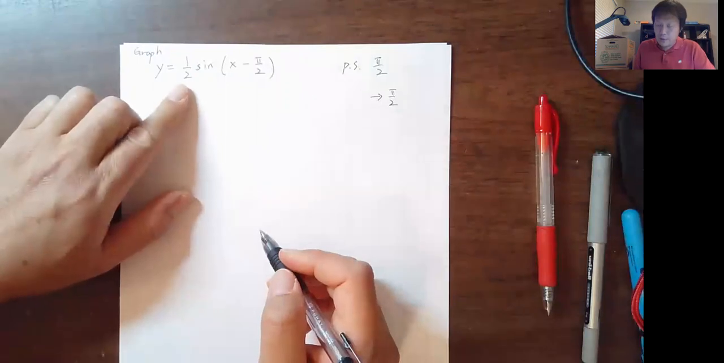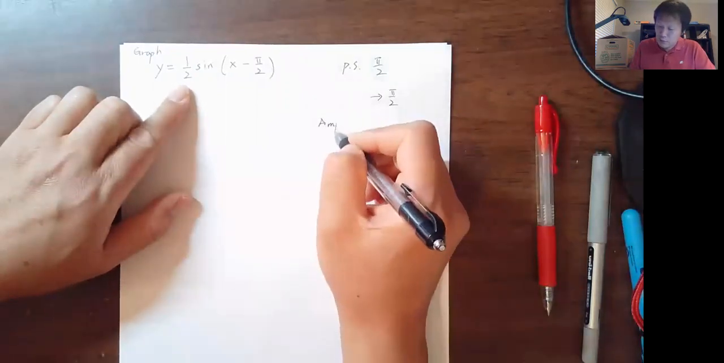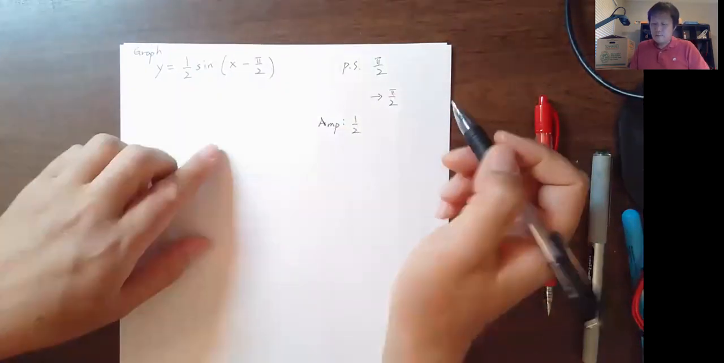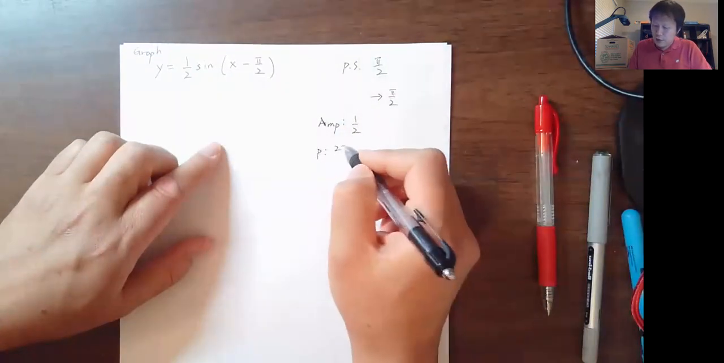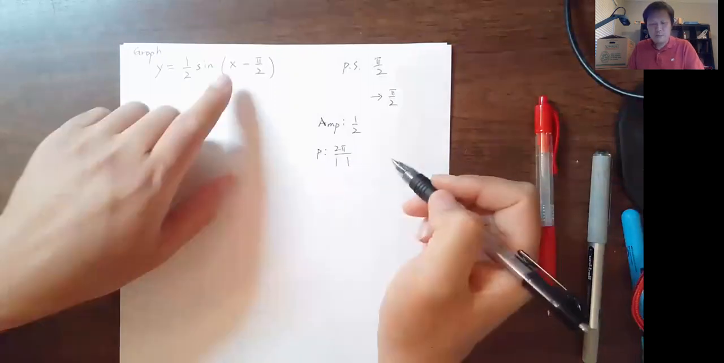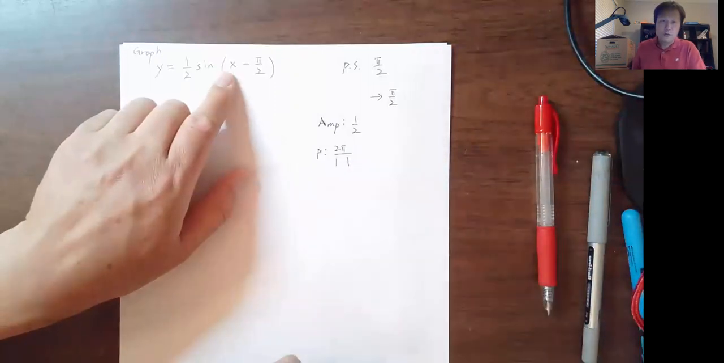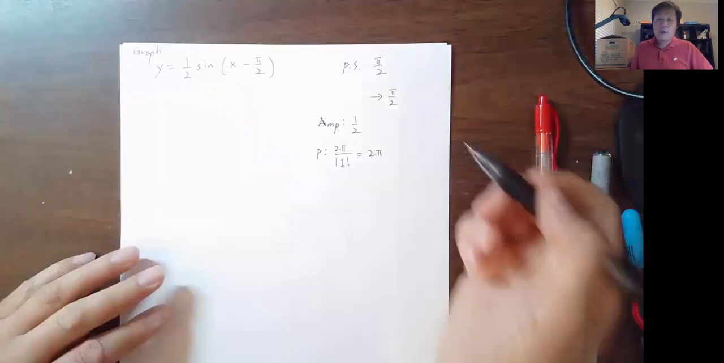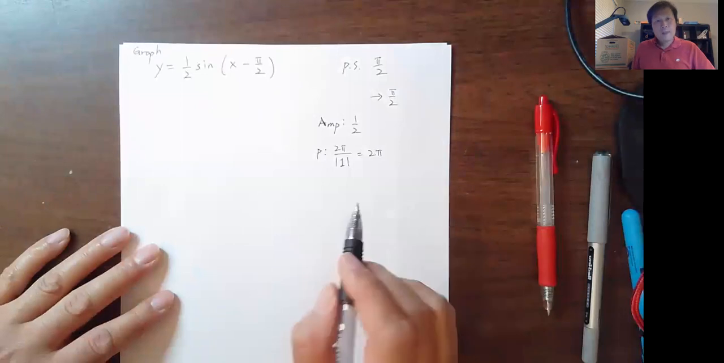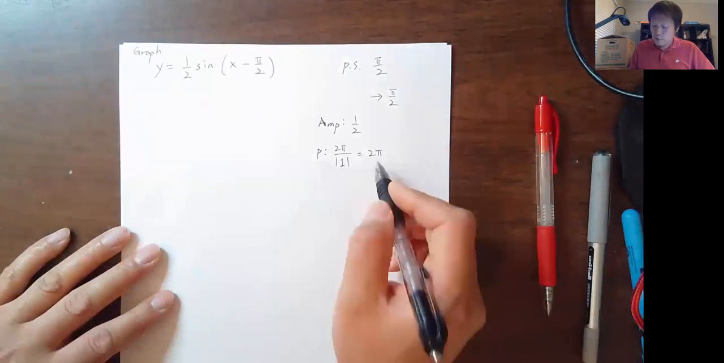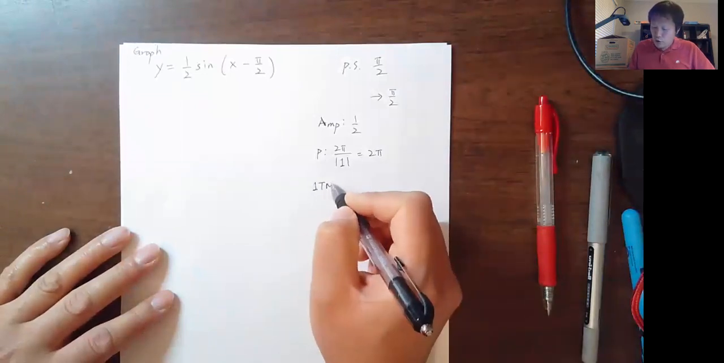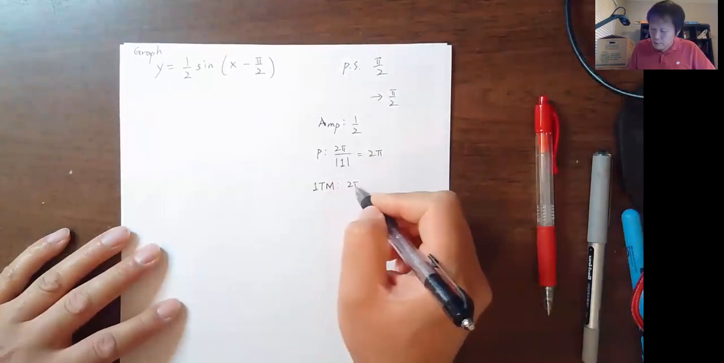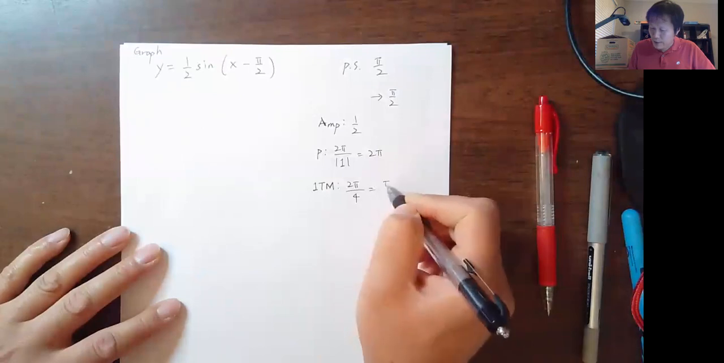Amplitude is the absolute value of A. Amplitude will be 1/2. And period is 2 pi over the absolute value of B. The B value here is the coefficient of x, which is 1, so the period is 2 pi. You need to calculate one tick mark. One tick mark is the period divided by 4, which is pi over 2.